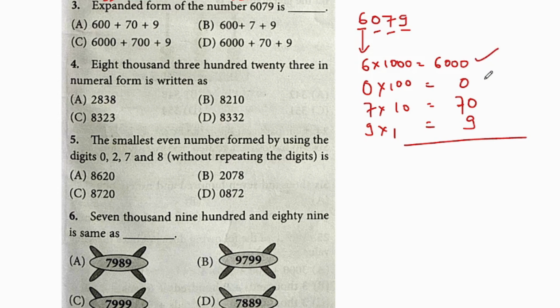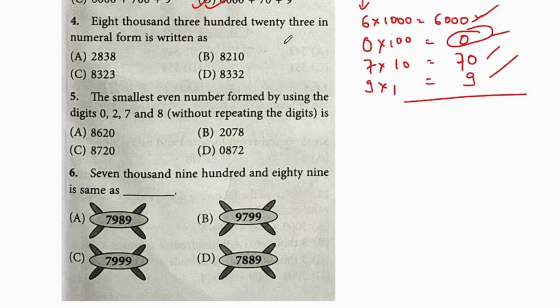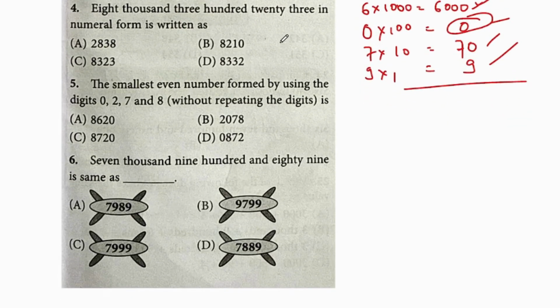That is 6000 plus 0. It does not matter whether you write it 6000 plus 0 plus 70 or you don't write it, 6000 plus 70 plus 9. Where is the option? 6000 plus 70 plus 9. Alright, let's move on to the next question. Question number 4. Try to solve this and your time starts now.